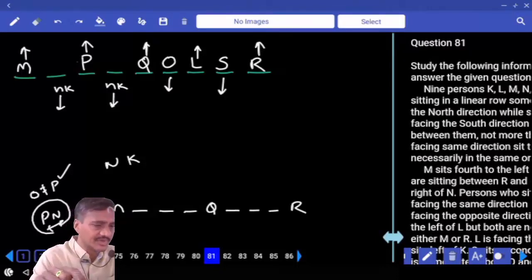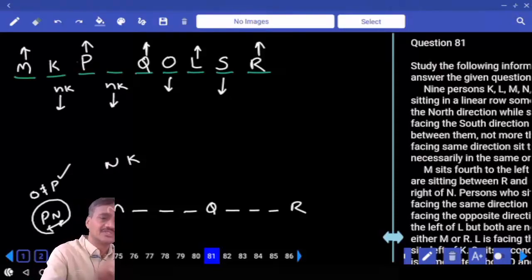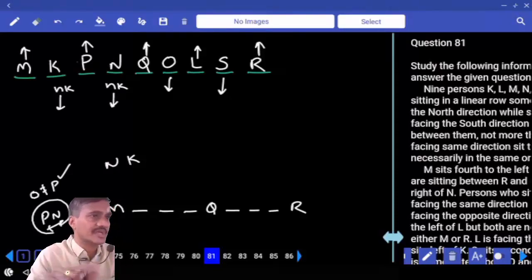One person between N sits left of K. N is to the left of K. As N is to the left of K, these two persons are facing towards south, and K is here, N is here. Now, N is to the left of K. Now, this is the final arrangement we have.